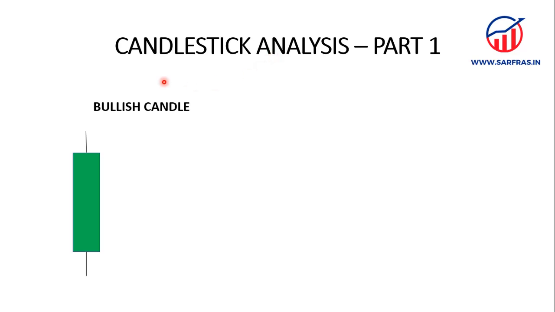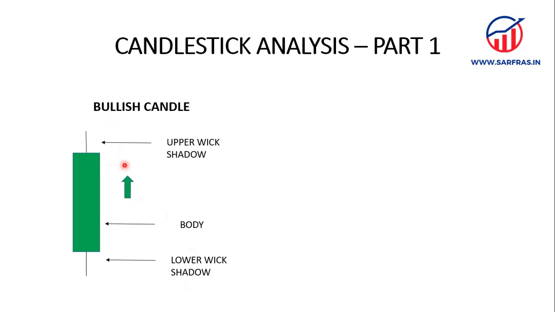One is a bullish candle. Normally a bullish candle would be typically green. In earlier times, when it was monochrome, you had black and white candles, so a bullish candle would have been white. This is the upper wick or the shadow. Then this is the body, and this is the lower wick or shadow. Whenever there is a bullish candle, the direction of the stock or any particular entity is upwards, so the price is going to move upwards.